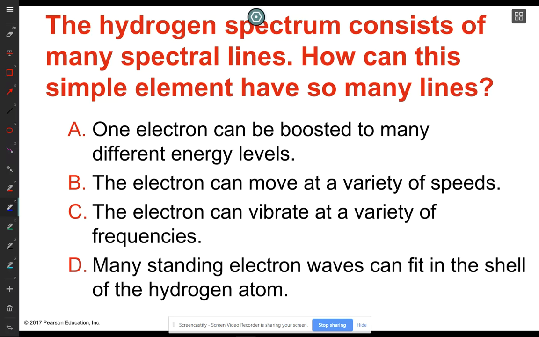It's what? The electron can vibrate at a variety of frequencies. No, not it. You're guessing here. You're supposed to be guessing. Any other ideas? D. Okay, D. Many standing electron waves can fit in the shell of the hydrogen atom. Not either. All right, well, then I'm going to go A. You're right.